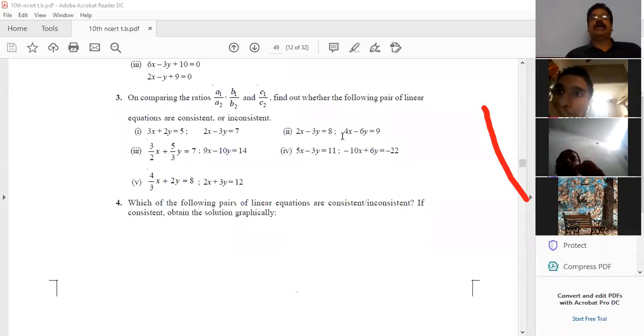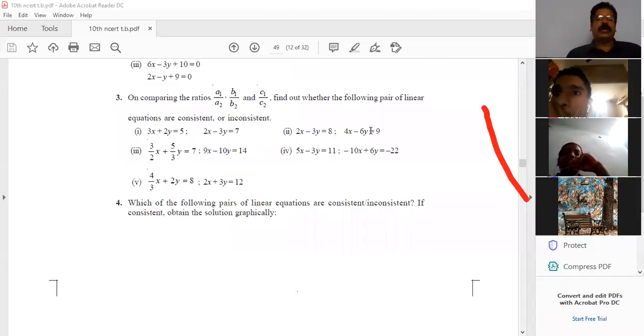Next, second one: 2x minus 3y equal to 8, 4x minus 6y equal to 9. Less than 1 minute, the class is going to end. No problem. A1 equal to 2, A2 equal to 4, so 2 by 4 is 1 by 2, minus 3 by minus 6 is 1 by 2, and 8 by 9. A1 by A2 is equal to B1 by B2 but not equal to C1 by C2. Hence, inconsistent. Parallel means no solution.